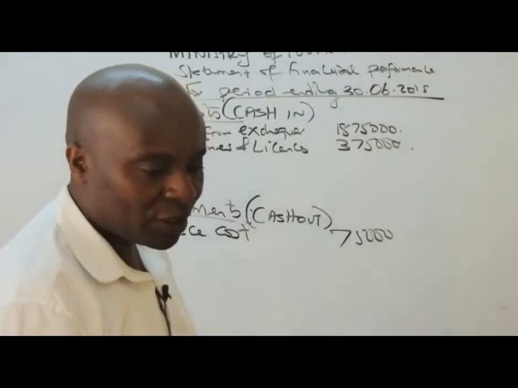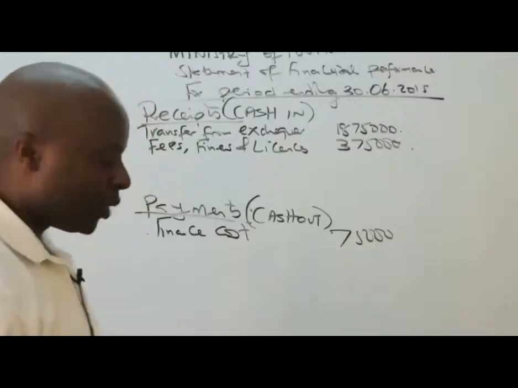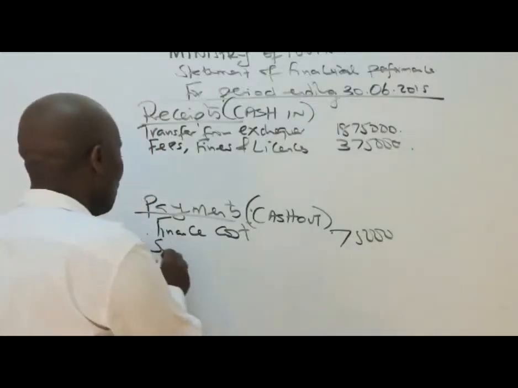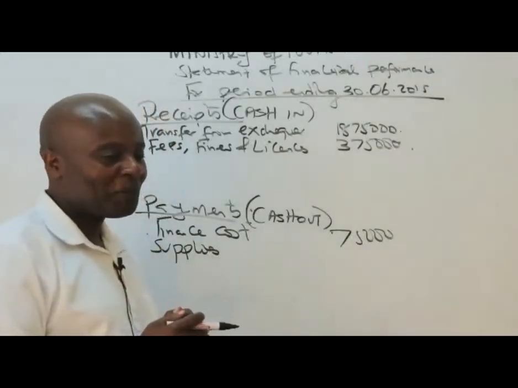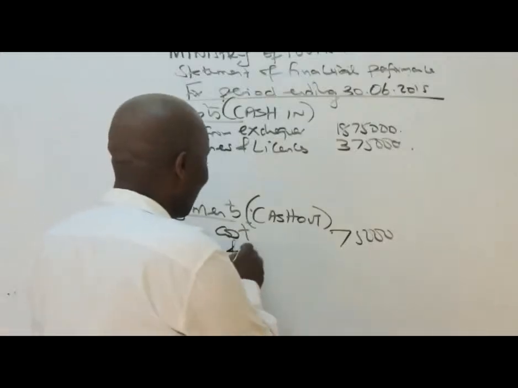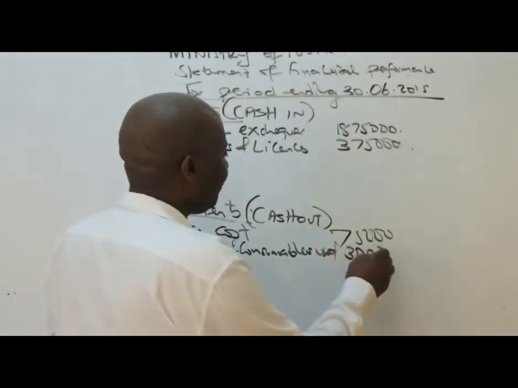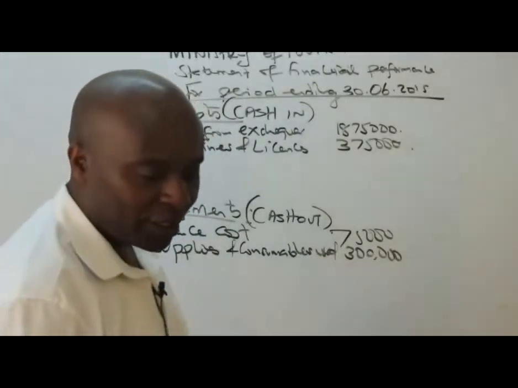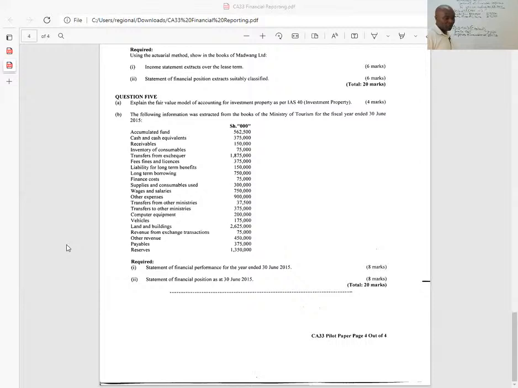Now, ladies and gentlemen, after that, what else? We have supplies and consumables used. We expense them, 300,000. I'm expensing this because I used them. Anything used can never go to the statement of financial position. So supplies and consumables used, 300,000.